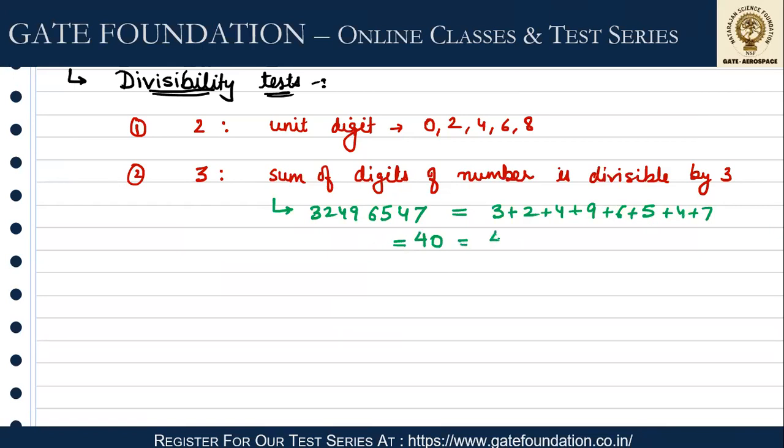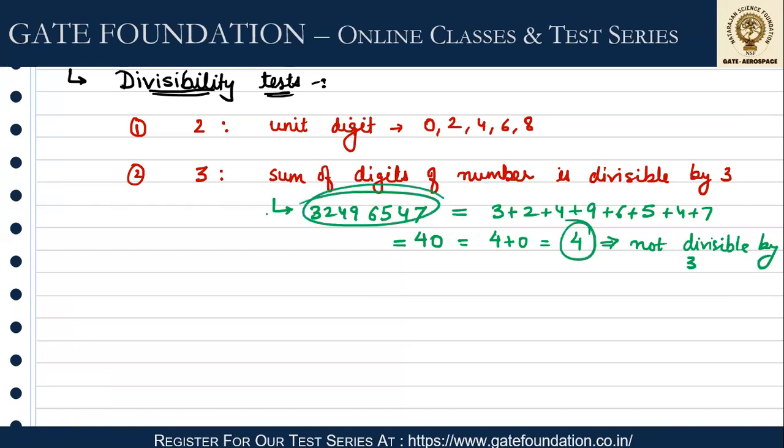Again, this 40 you can write down as 4 plus 0, which is 4. Now, since 4 is not divisible by 3, this number is not divisible by 3. So from here I can write down that it is not divisible by 3. This is applicable for 40 as well as this number also. For both of them, they are not divisible by 3.